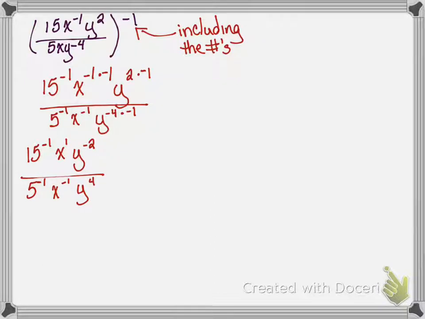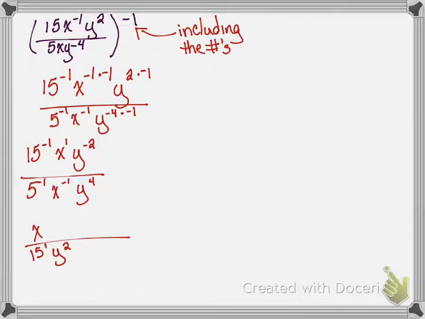Okay, let's look at the numerator first. What do I need to move to the denominator from the numerator? 15. Okay, so then I'm going to have 15 to the first power. What else from the numerator needs to go to the denominator? Y. Okay, so then I'm going to have y squared. What stays in the numerator? Good.